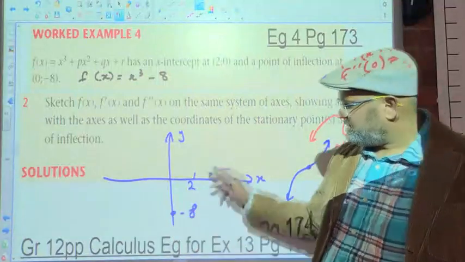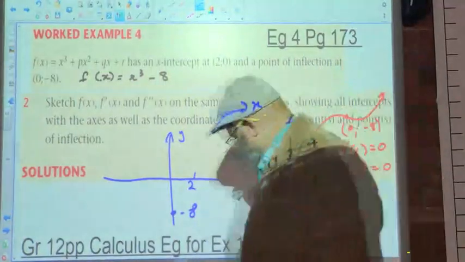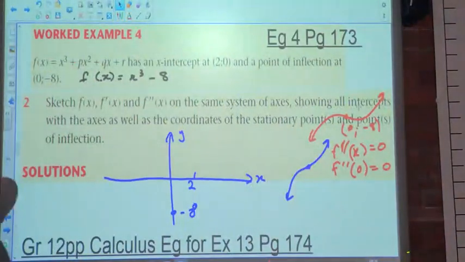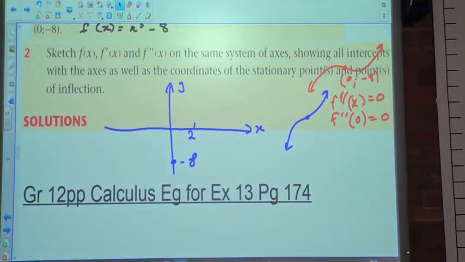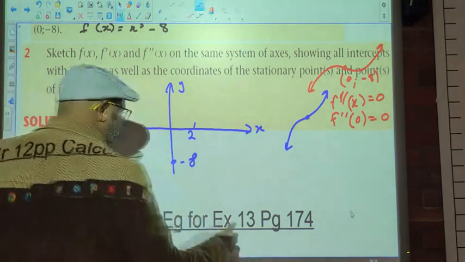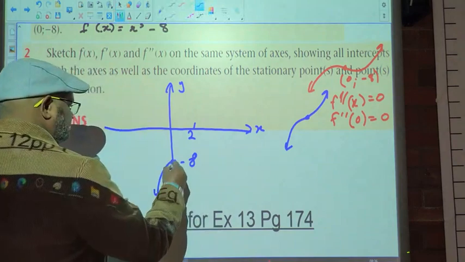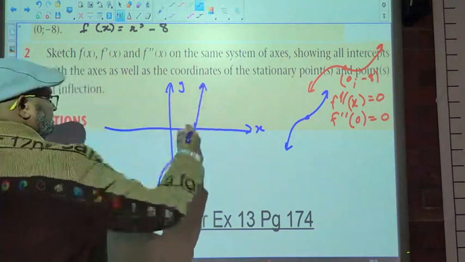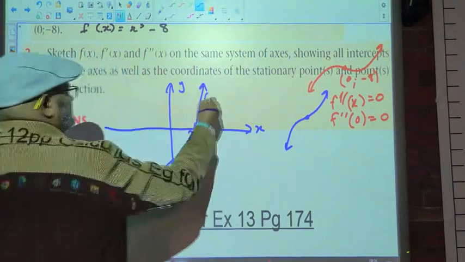You see that, people? So remember the graph is going to go up then down, so it's going to start from the minimum and proceed to the maximum there. So I'll draw it like this. So there is that graph. This is the f of x.